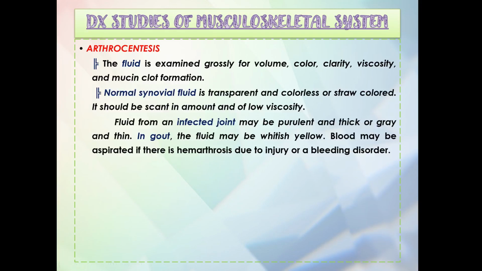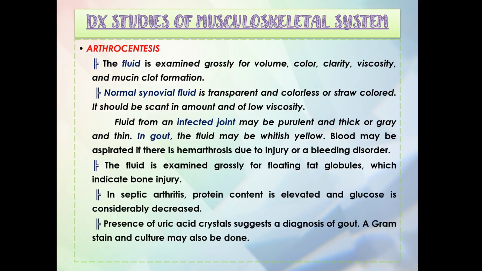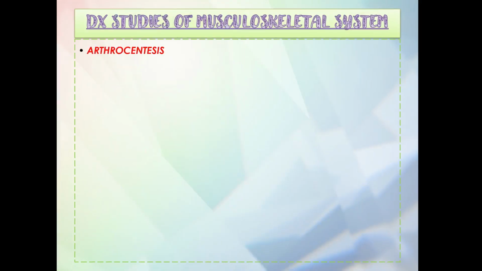Now, yung fluid na nanggaling sa infected joint may be purulent and thick or gray and thin. So, ibig sabihin infected talaga. Gout, sa gout naman, the fluid may be whitish yellow. So, blood may be aspirated if there is hemarthrosis due to injury or a bleeding. So that's arthrocentesis. So what is your nursing intervention?